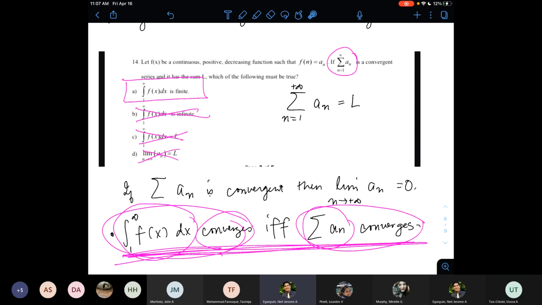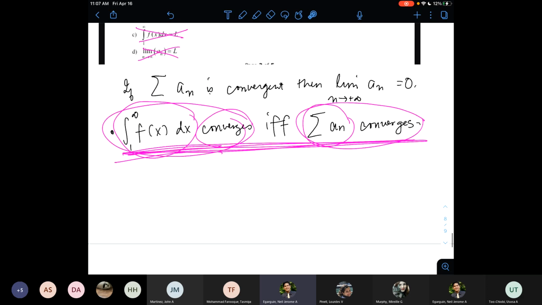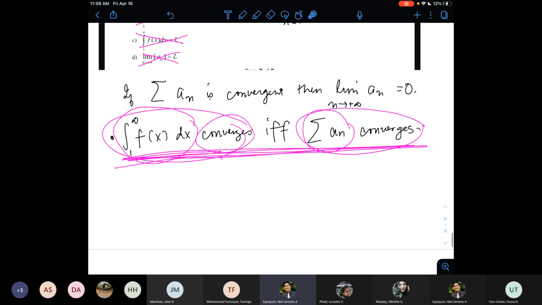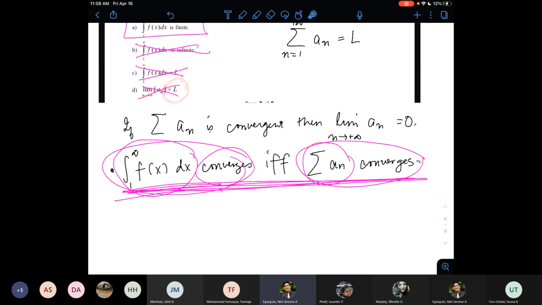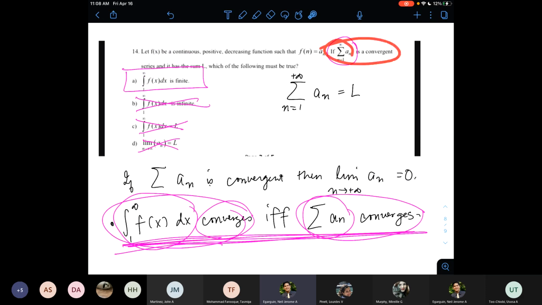So if the series is convergent, then automatically the limit of the nth term a sub n is equal to 0. That is a necessary condition, which is equivalent to the basic divergence test, right? Remember that the basic divergence test tells us that if the limit of a_n is not equal to 0, then the series is divergent. But if L is not equal to 0, then that would make the series divergent, but we knew from the assumption that the series is convergent.